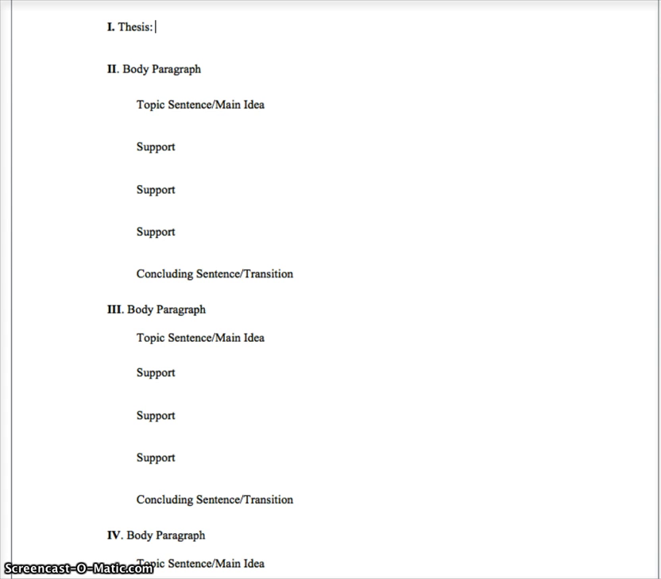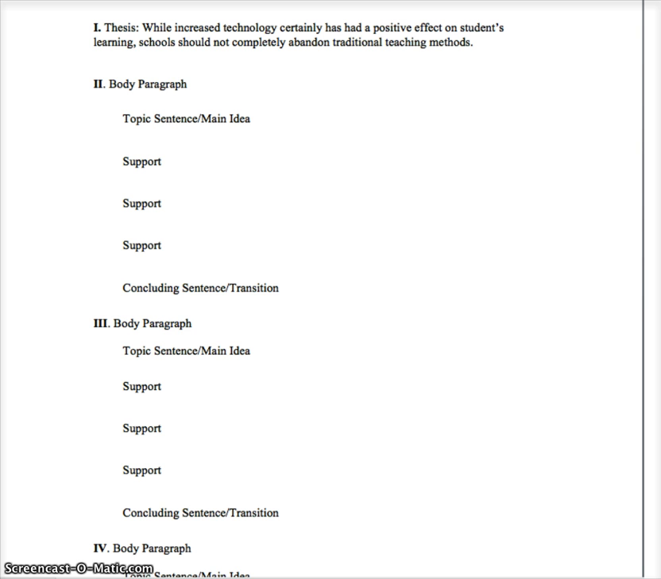So the first thing that you're going to be doing is putting in your thesis statement. Okay, so the thesis statement goes right here. You should already have this written. It can be a little different than the one that you had on your topic proposal, because you should be changing your thesis as you go to reflect the research that you have.